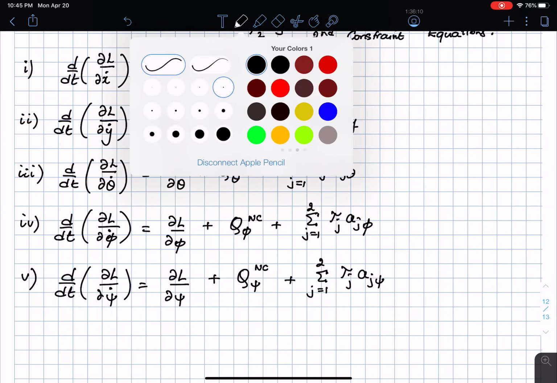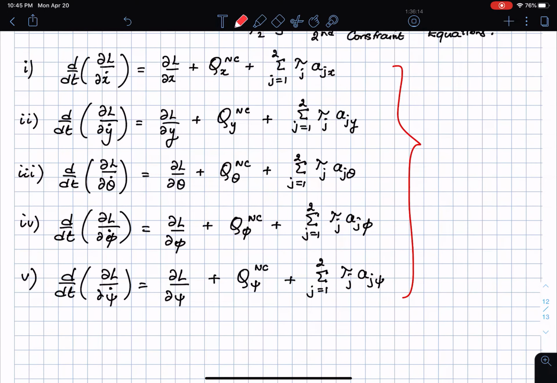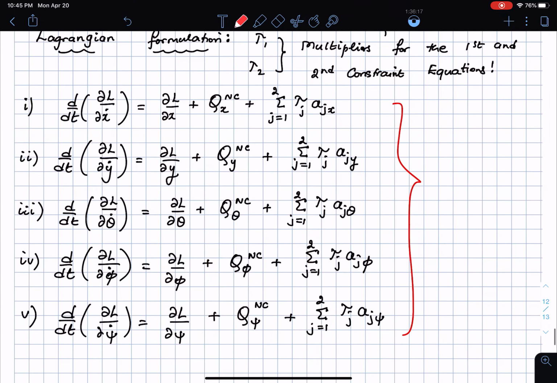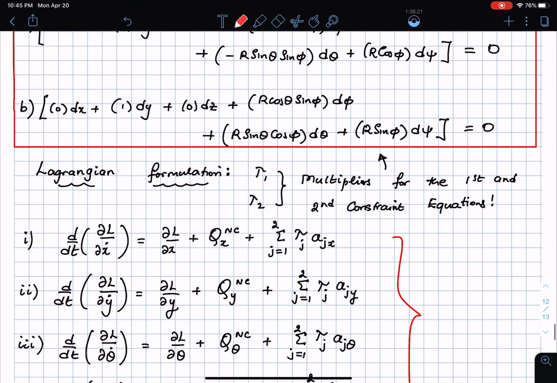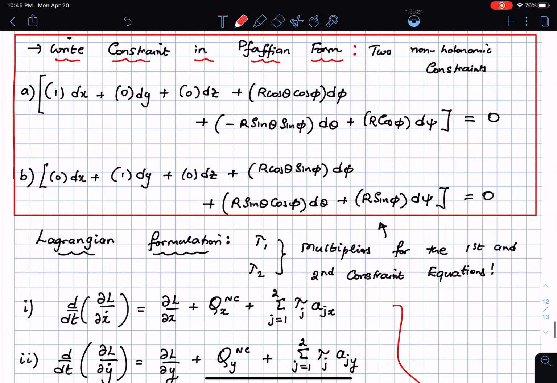Okay, so these are all the equations from here, and we can write a_jx as a1x and a2x and so on from here. So maybe I can just sneak in and write those things here. This is going to be a1x, this is going to be a1y, this is going to be a1z. I guess in a sense I don't have the dz term. This is going to be a1 phi, this term is going to be a1 theta, and this term is going to be a1 psi.